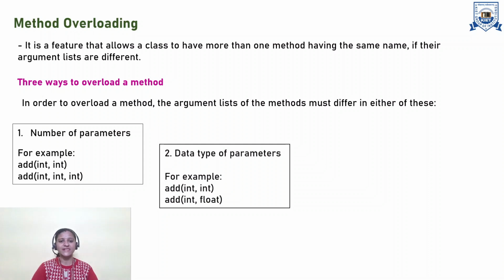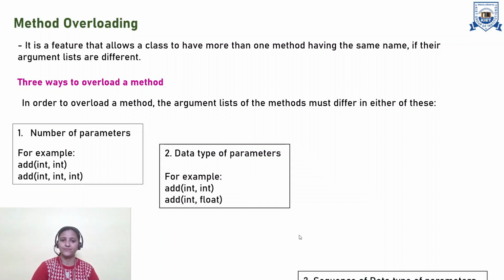Next one is the data type of parameters. In this case, we want to keep the name the same and we want to pass only two arguments. Here two arguments, here also two arguments. Now how is it possible? Number of arguments are two and we want to keep the name the same. For this, what we will do? We will change the data type of the parameter. Here, both of them are integer. In this case, one is int, one is float.